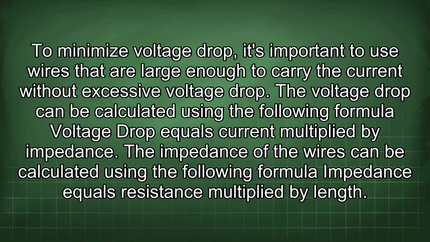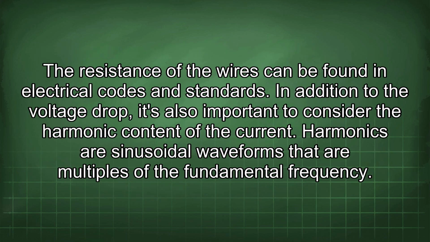To minimize voltage drop, it's important to use wires that are large enough to carry the current without excessive voltage drop. The voltage drop can be calculated using the following formula: voltage drop equals current multiplied by impedance. The impedance of the wires can be calculated using the following formula: impedance equals resistance multiplied by length. The resistance of the wires can be found in electrical codes and standards.